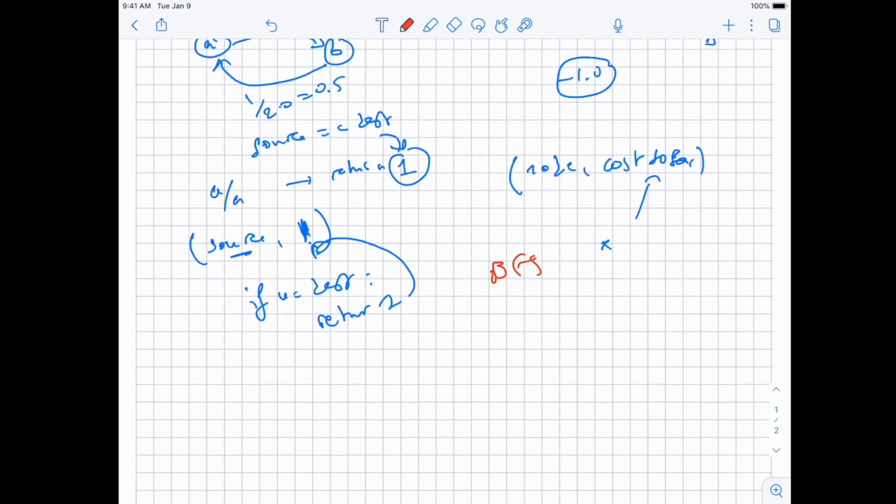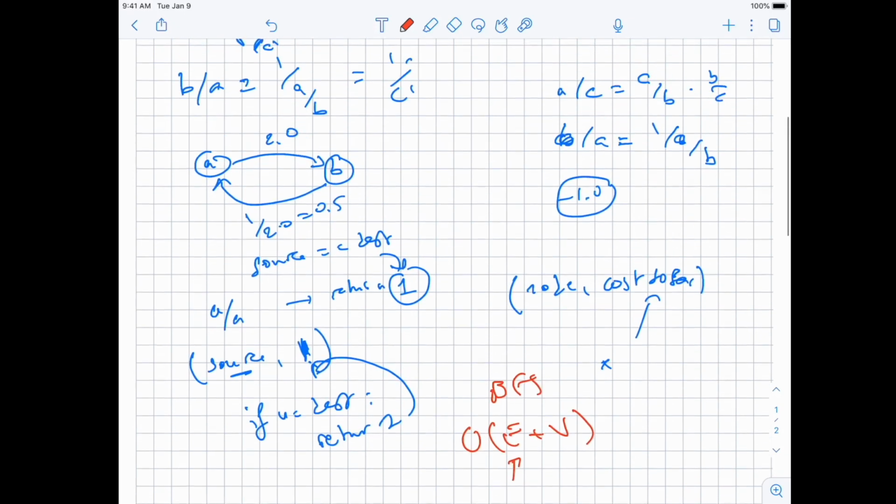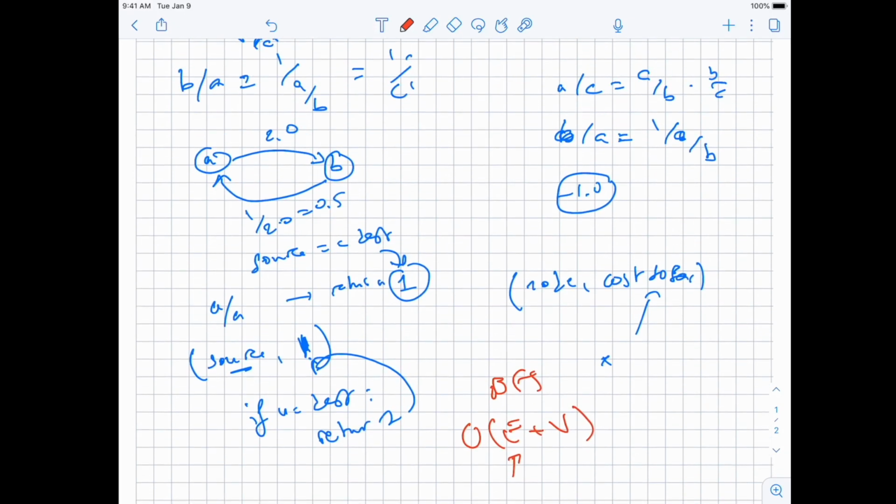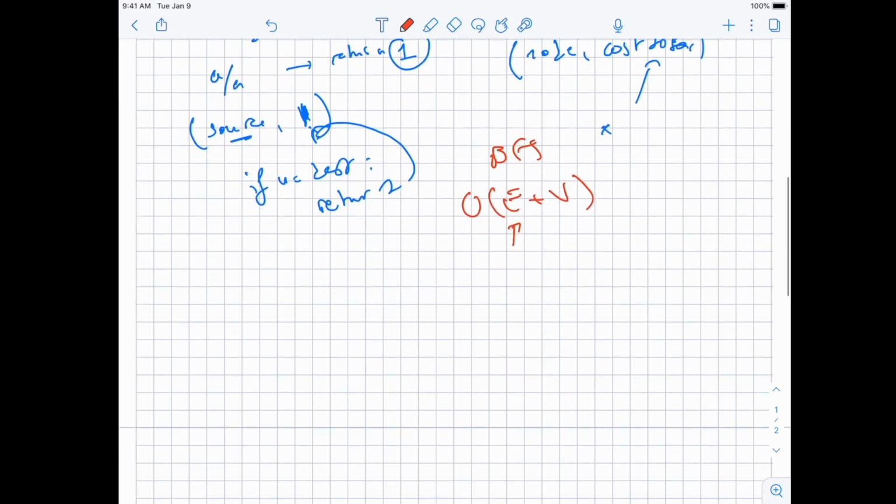In terms of time complexity, it is the number of edges plus the number of vertices. This is at most double the number of equations, because we do this reverse thing. So in terms of time complexity, it's just in the order of the length of the equations. Let's call that maybe n.